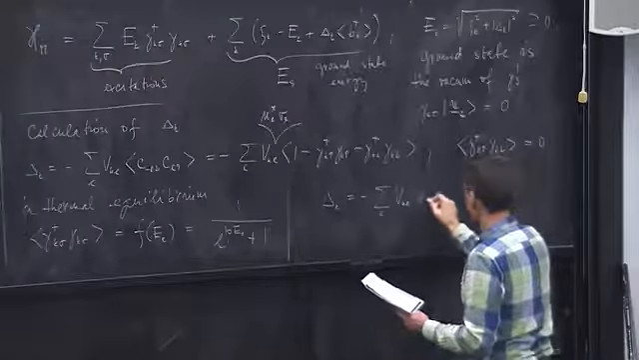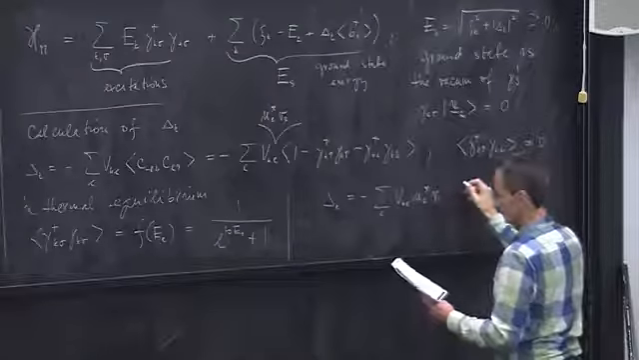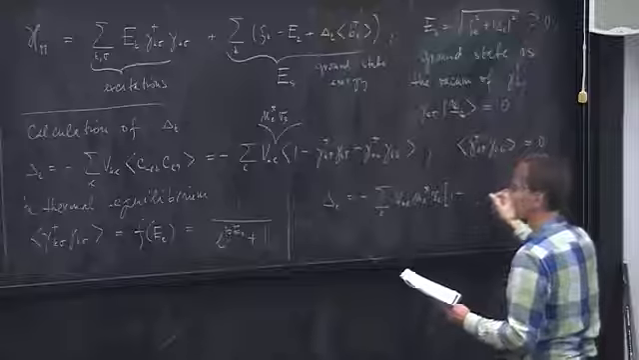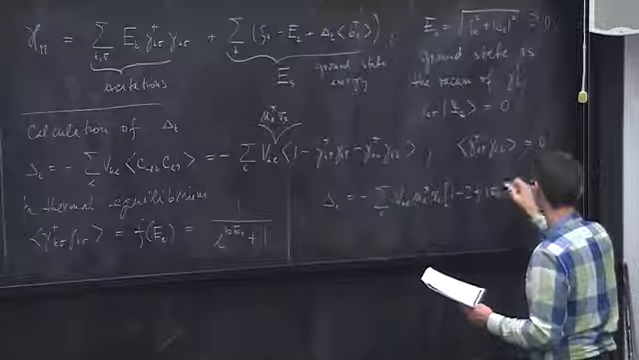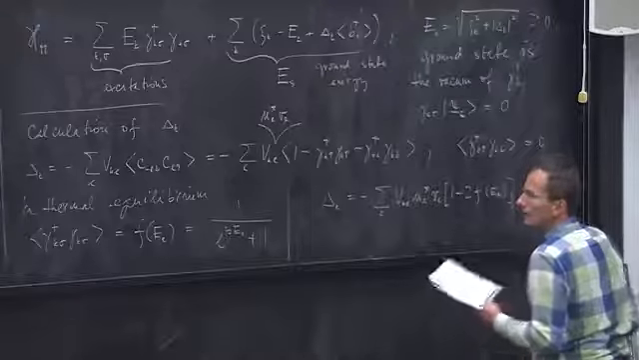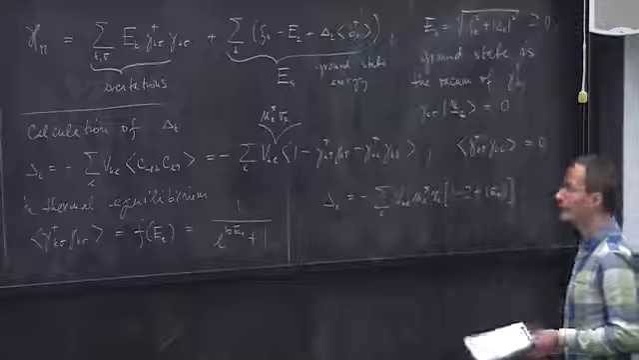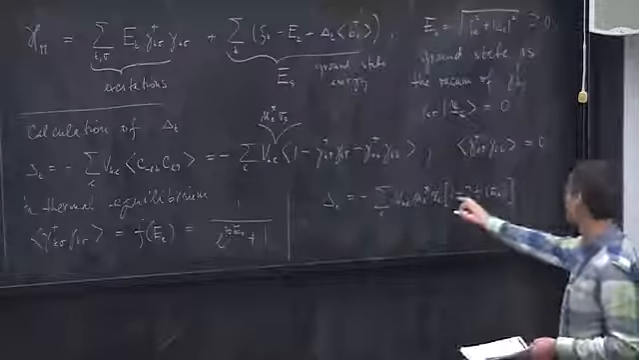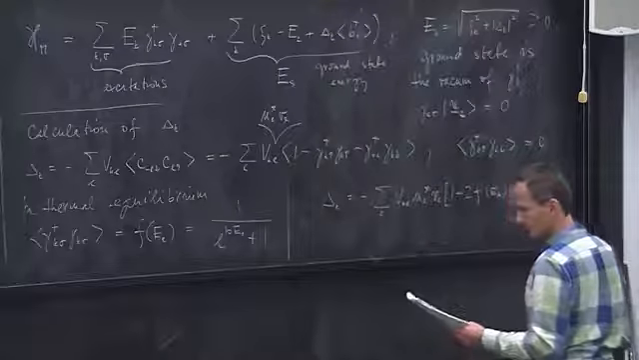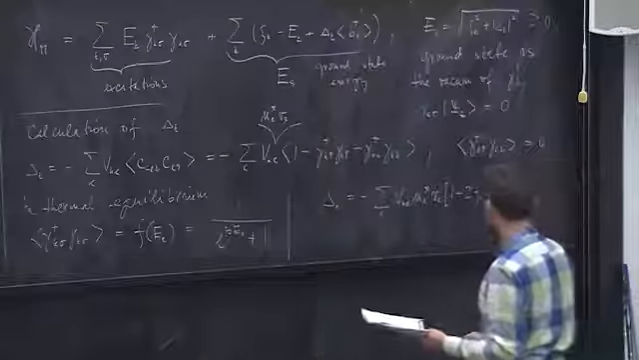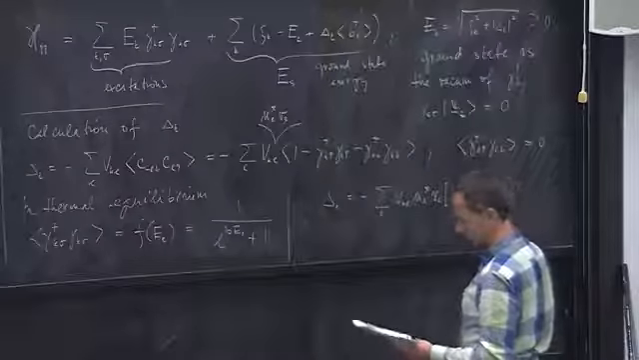V_kl, u_l star v_l, 1 minus twice f of epsilon_l. And maybe you met this type of combination of unity and twice the occupation factor. It can actually be written as a hyperbolic tangent.